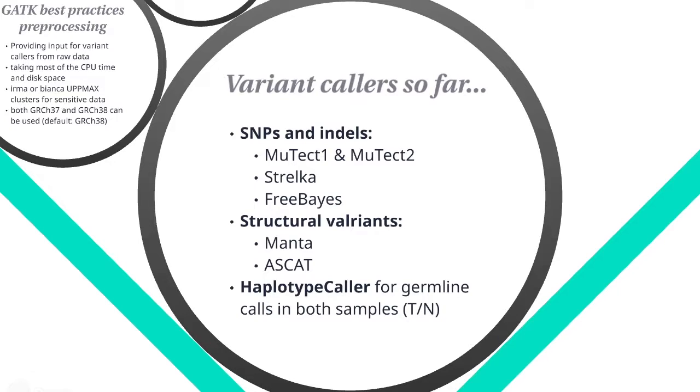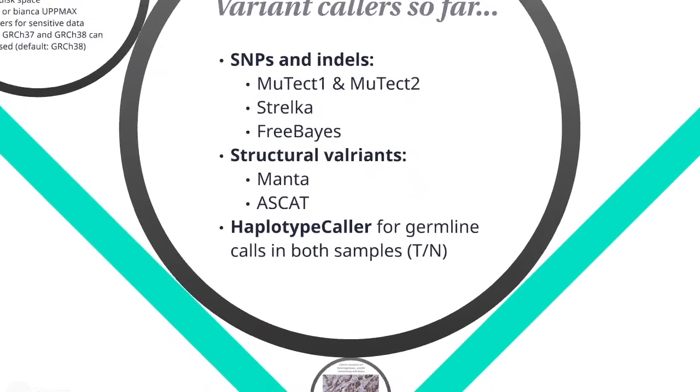Manta is to get quickly the rearrangements, and ASCAT is mostly for CNVs and also estimating sample heterogeneity and ploidy. And besides these variant callers that are specialized for somatic calling, we are also using a haplotype caller to get the germline calls and do some QC.